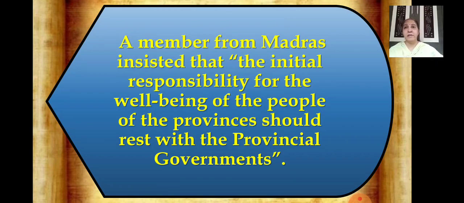Then a member from Madras insisted that the initial responsibility for the well-being of the people of the provinces should rest with the provincial government. It means they believed that a particular province can best think of the well-being of the people living in that state or province. So they believed that the provinces should have that authority and power so that they can work for the well-being of the people.